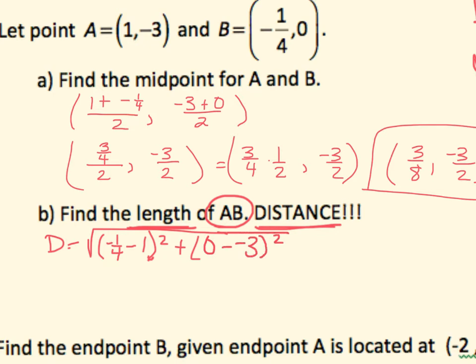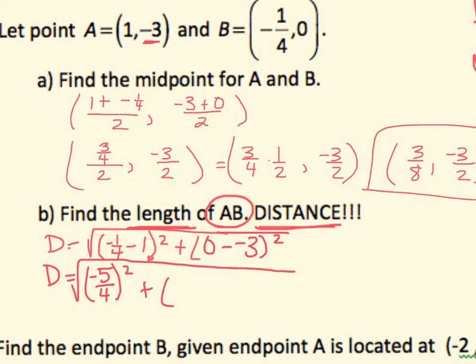So remember, careful with your negatives here. When you're subtracting, you're always subtracting, but then always remember, if it's a negative number, you're still subtracting again, so don't lose your negative sign somewhere. So if I continue to simplify, negative 1/4 minus 1/4 is 5/4, negative 5/4. And I still square that. Plus 0 minus negative 3 is 3 squared.